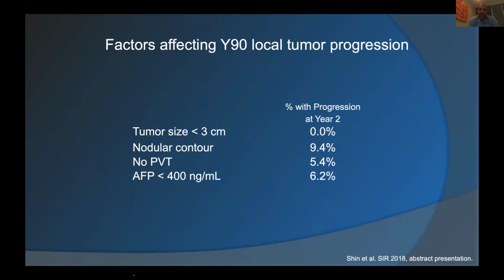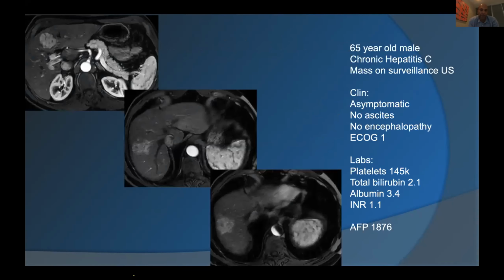So we also looked at subfactors. Why did 10% of the tumors recur over 2 years? Tumor size had a lot to do with it. Actually, it's not 0, it's 1%. For tumors less than 3 centimeters, there was a 1% tumor recurrence at 2 years. These are some other factors which led to success. So nodular contour instead of infiltrated tumors, lack of vascular invasion, low AFP. These are favorable factors that we all know.